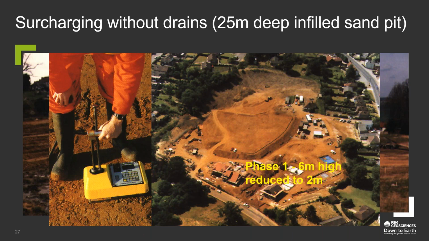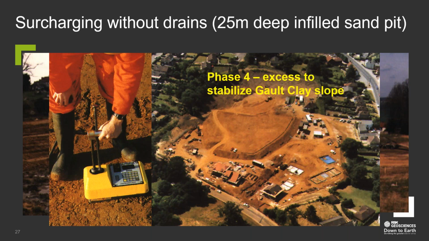We had phase one, importing one amount of material to site: sand from a local quarry came into site, 6 meters high. After satisfactory settlement of the clay pit took place, we then moved the upper 4 meters into phase two, and then started building the houses on phase one. And then the next stage was to go to phase three, moving the upper 4 meters from phase two to phase three. And then finally, the amount of material left was calculated to stabilize the Gault clay slope.